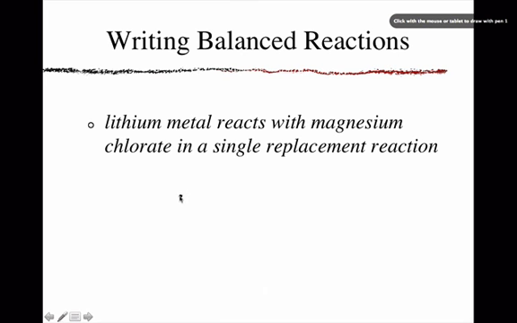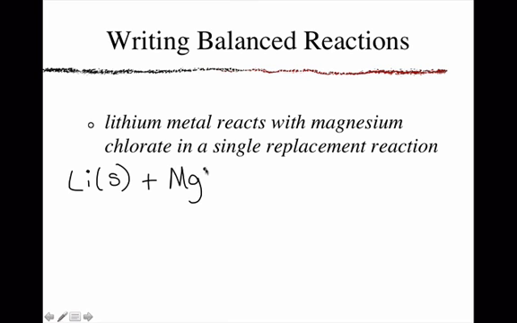The next one we're going to do is lithium metal. Lithium is not a diatomic, but they're telling me it's a metal, so I'm going to say solid. Reacts with magnesium chlorate. Magnesium has a +2 charge, chlorate has a -1, and I need 2 of those. I know this is aqueous because they're telling me it's a single replacement reaction. So what you would have to do is look on that laminated yellow sheet at the activity series, and make sure lithium is higher up than magnesium, and it is. Lithium is the most reactive metal.